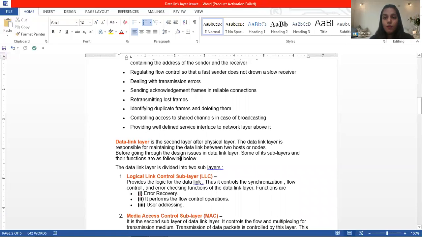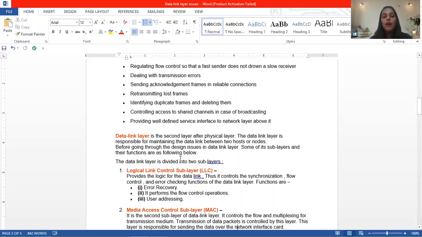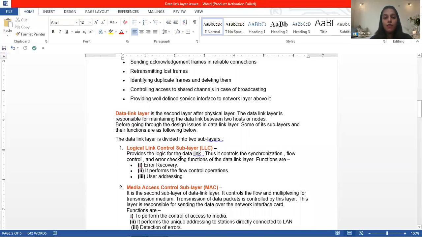The data link layer is responsible for maintaining the data link between two hosts or nodes. Before going through the data link design issues, some of its sublayers. Basically, the data link layer is divided into two parts. First is the logical link control sublayer (LLC), and second is the MAC, media access control sublayer. The LLC provides the logic of the data link. It controls synchronization of the frames, flow control, and error checking. Error recovery, flow control, and user addressing are all functions of the LLC.